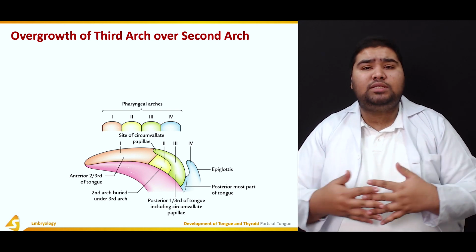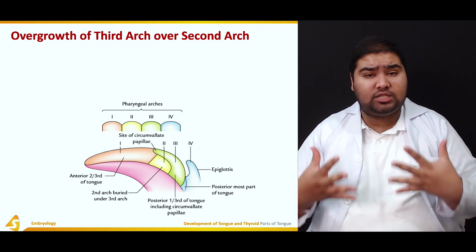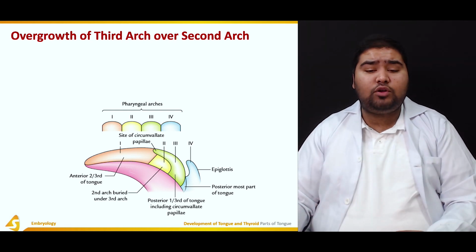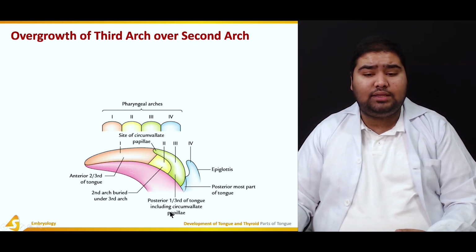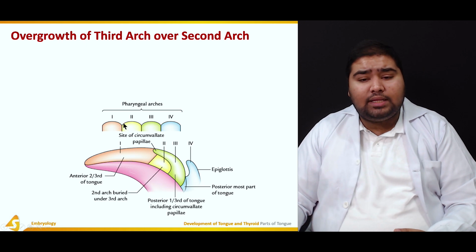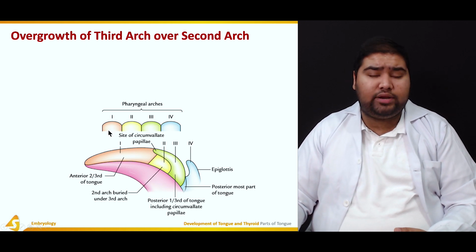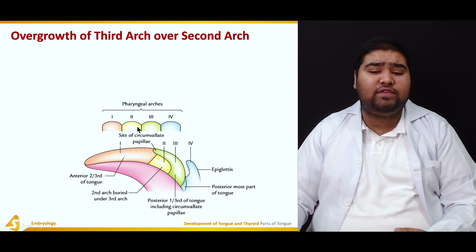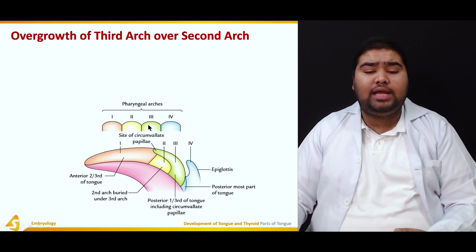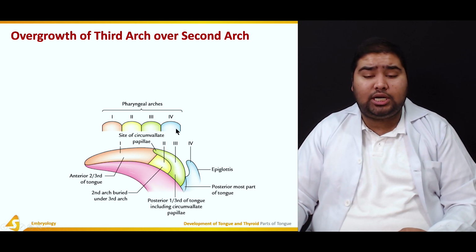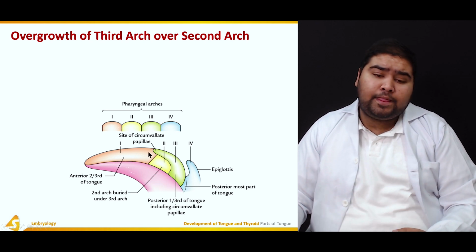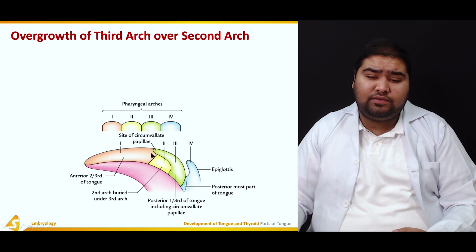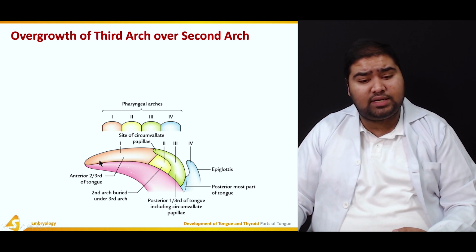Actually, during the process of growth, process of development, there's overgrowth in the mesenchyme of the third pharyngeal arch. These are the pharyngeal arches. In orange, we have the first pharyngeal arch. In yellow, we have the second pharyngeal arch. In green, the third pharyngeal arch. In blue, the fourth pharyngeal arch. So here you can see this is the first pharyngeal arch, which forms the anterior 2/3 of the tongue.